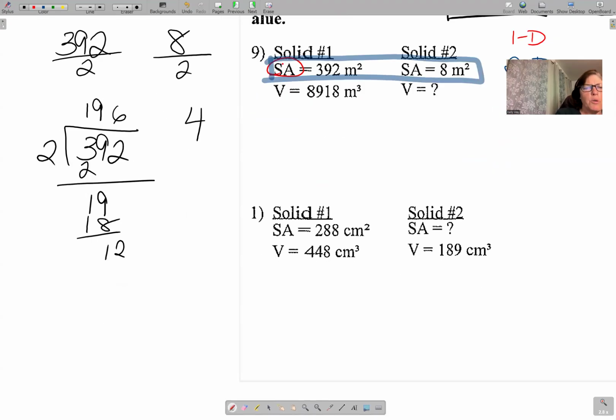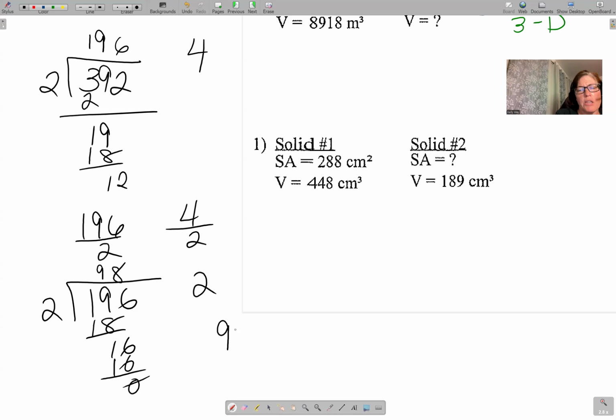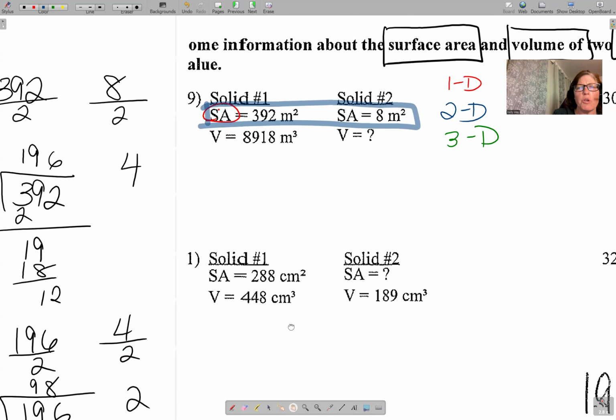And I still have 2 even numbers, 196 and 4. So I'm going to divide them by 2 again. That's 2. And we get 196 divided by 2. 2 goes into 19 9 times. That's 18. And 2 goes into 16 8 times. So I have 98 to 2. I'm going to divide by 2 one more time because they're both still even. And I get 49 and 1. And once you can't divide any more evenly by the same number, you know you're done.